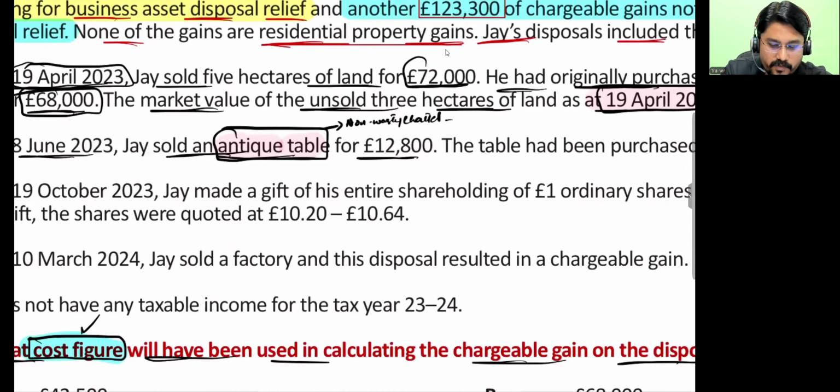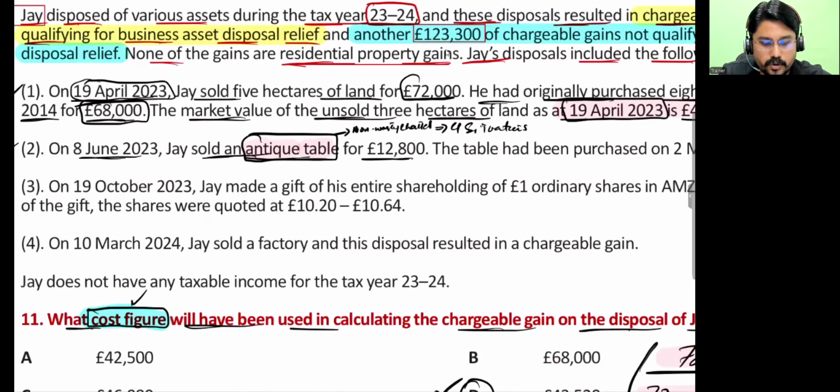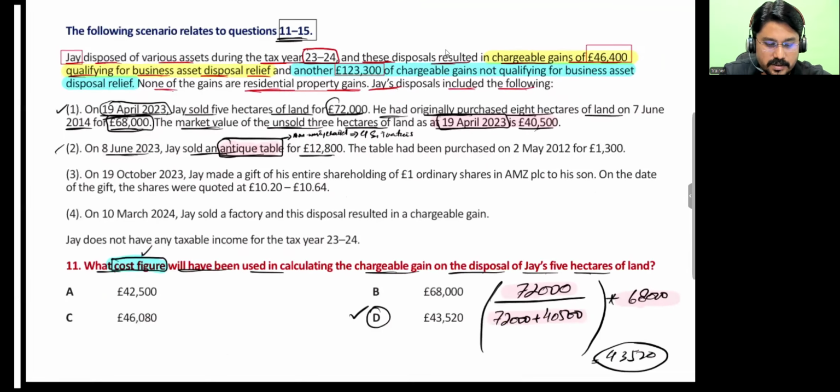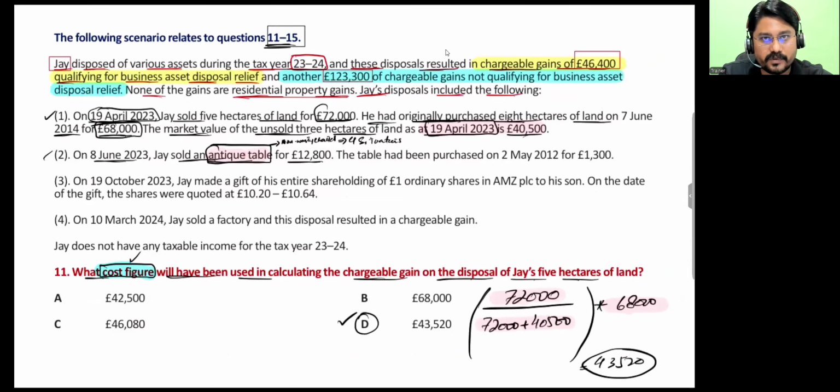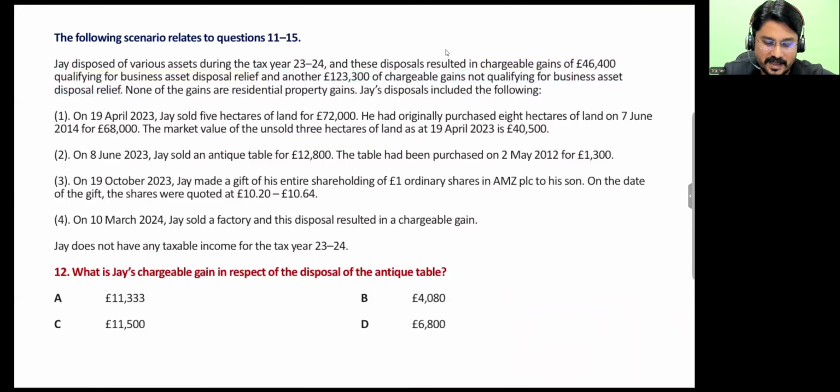And if you remember, for non-wasting chattel, there could be 4 situations at time of disposal. The disposal proceed and the cost both can be less than 6,000, both can be more than 6,000. Either of them can be less or more than 6,000. So we need to check what is the scenario on the disposal of a non-wasting chattel. Moving forward to the next question, the requirement is: what is the chargeable gain on the disposal of the antique table? So your time starts now.